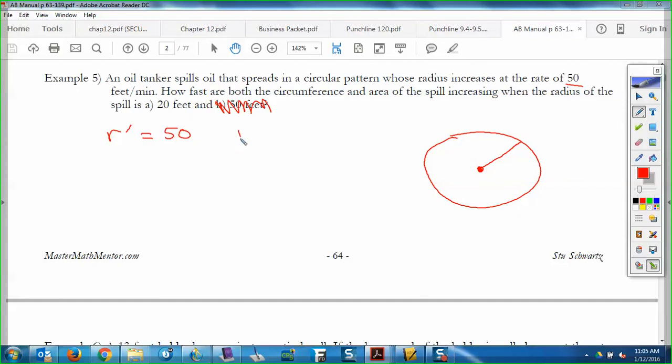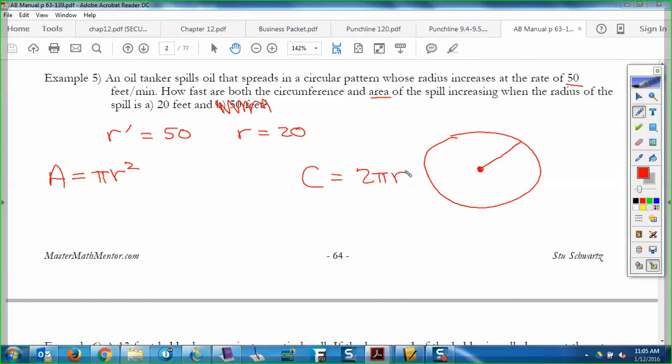R is 20. Okay? What else should I write down? The equation of what, of a circle? Area of a circle is? Pi r squared. I agree. Okay? Circumference of a circle is 2 pi r.